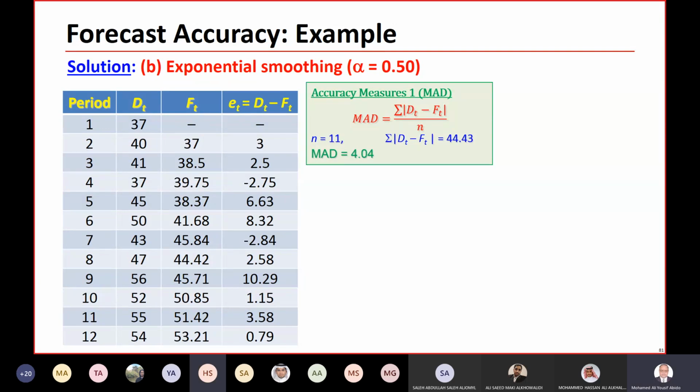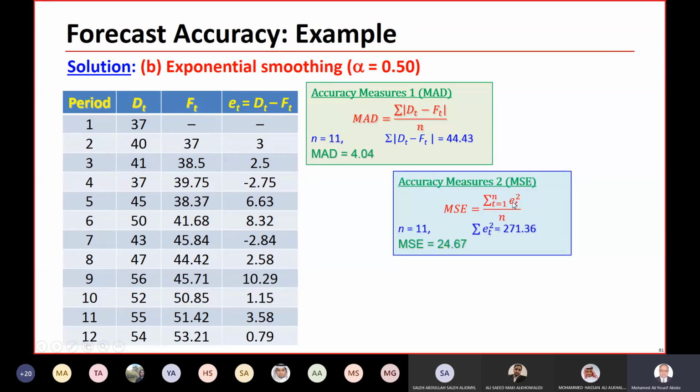Is it clear? Yes. What I want to say is that 4.04 doesn't make any sense unless we compare it to the corresponding value of the other method. Here, yes, we can say this is better than the previous one. For mean square error, again, this is the error. If you have the square value and you divide, it is 24. If you compare it with 34 in the previous method, then based on this measure, this method is still better than the previous one.